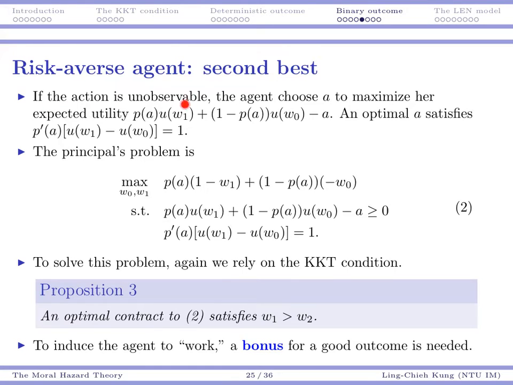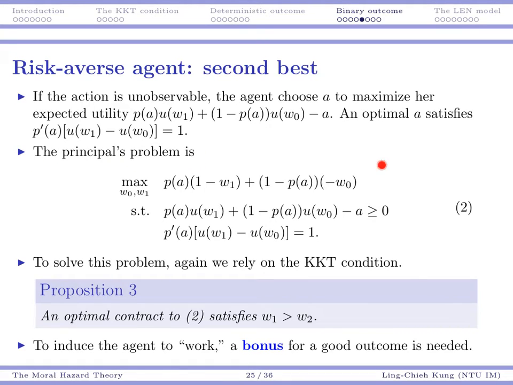So suppose the action is unobservable. Now I cannot ask the agent to do something. I can only offer W1 and W0, and then the agent chooses A to maximize his own expected utility. Now, A is a variable in this objective function. So an optimal A would satisfy the first order condition. Okay, so I differentiate this with respect to A. This goes to P prime of A, P prime of A, U plus minus and 1. So this is the first order condition with respect to A.